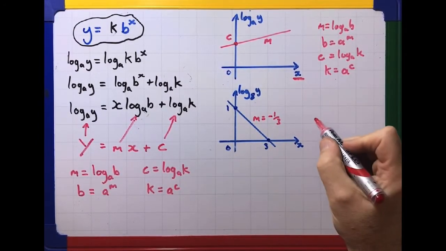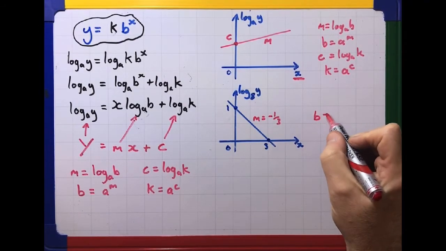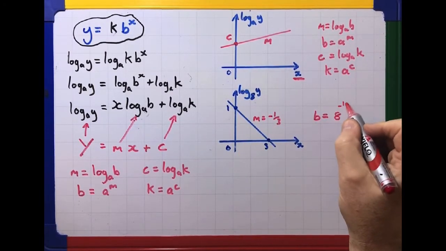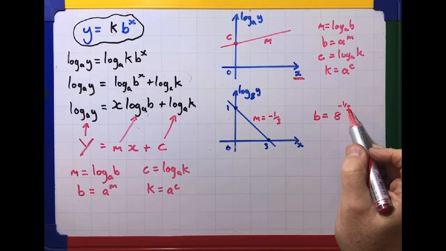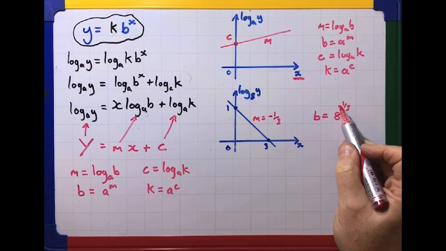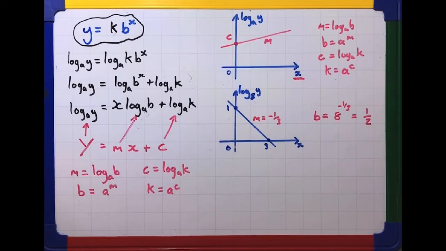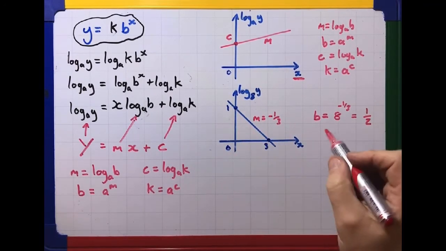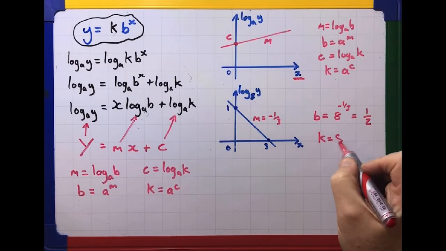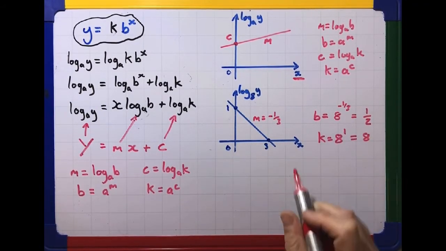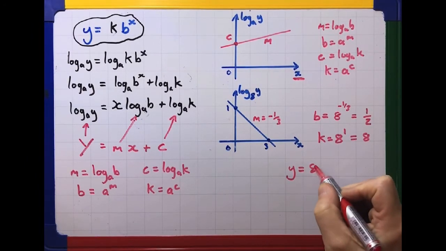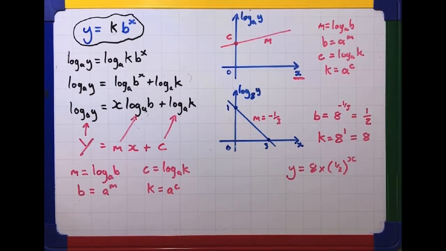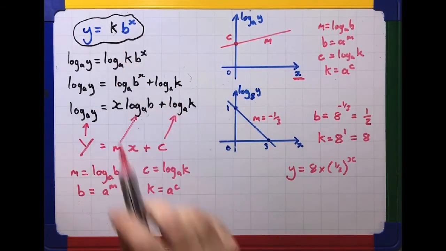Okay, remember what we said? The gradient, so b is equal to the base of the log, which is 8, that was a there, 8, to the power minus a third. Now if you remember, a third is the cube root, the cube root of 8 is 2, and the minus means 1 over. So that's just 1 over 2, a half. Okay, k was equal to 1, c was equal to 1, so you've got k is 8 to the power 1, which is 8. So here our equation is y equals 8 times a half to the power x. Okay? And that would be the missing terms there.